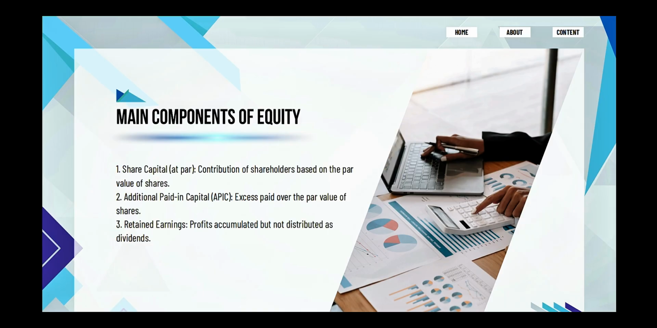Second is the additional paid-in capital or what we call APIC. These are the excess paid over the par value of shares. So it says here, ito yung sobra na binayad ng investors lampas sa par value. And lastly is the retained earnings, the profits accumulated but not distributed as dividends. And ito ay kita ng kumpanya na hindi ipapamigay bilang dividends kundi iniipon para sa future growth.